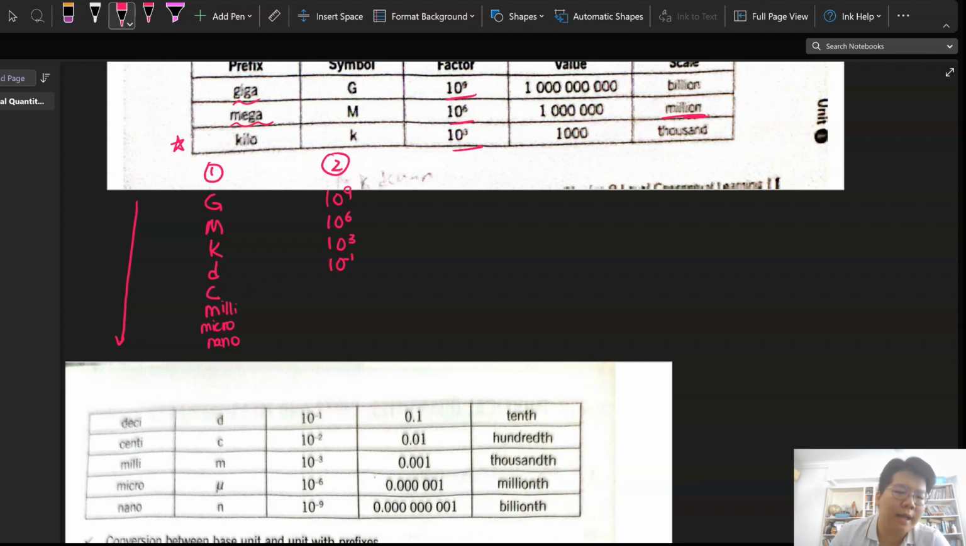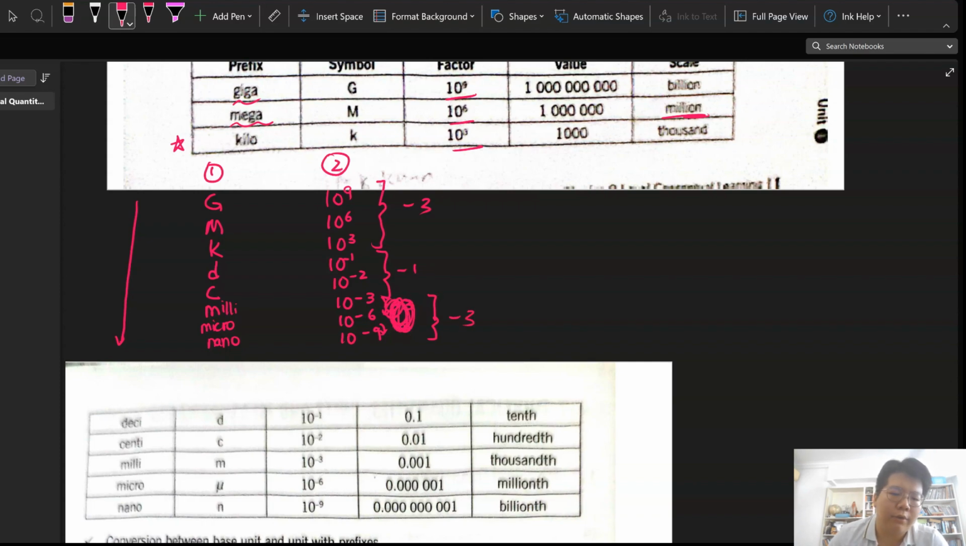So deci is 10 power negative 1, centi is 10 power negative 2, milli is 10 power negative 3, micro in this situation again is minus 3, so it will be 10 power minus 6, and nano will again be minus 3, which is 10 power minus 9. So just remember for the first three terms over here, it is minus 3. Then for the next three terms, it starts with minus 1 over here, and each term you move down will be an additional minus 1.